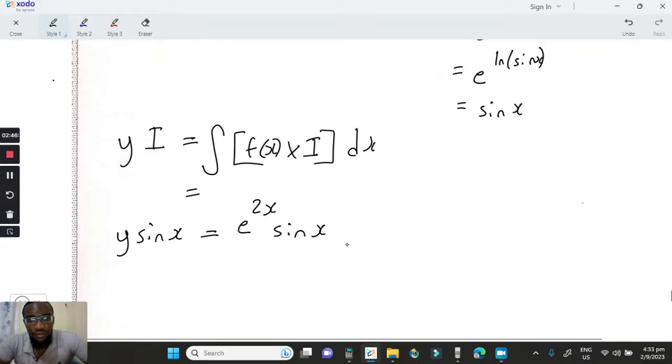Alright, and then we can put plus c. So now divide through by sin x. Dividing through by sin x, y is equal to e^(2x) plus, well, I didn't integrate, sorry, plus the integral of this. So I need to integrate that first. Now, to integrate this, I'll put the plus c after. To integrate this, we're going to have to use by parts.